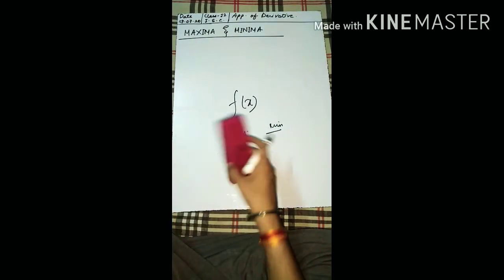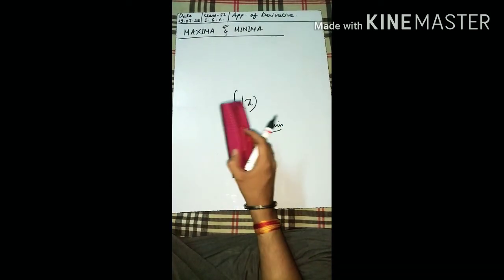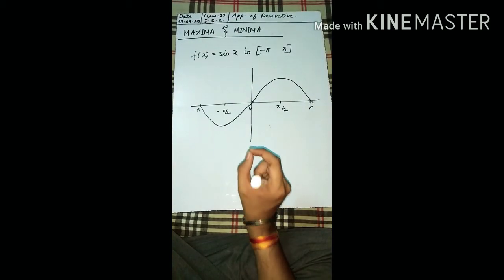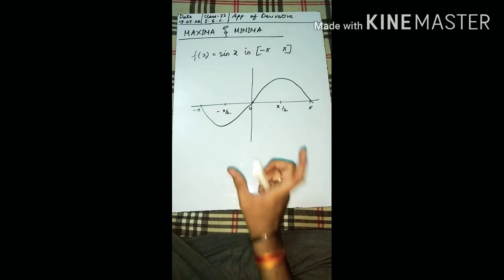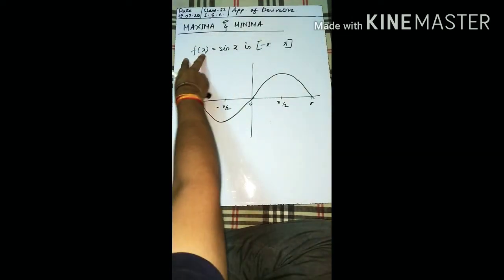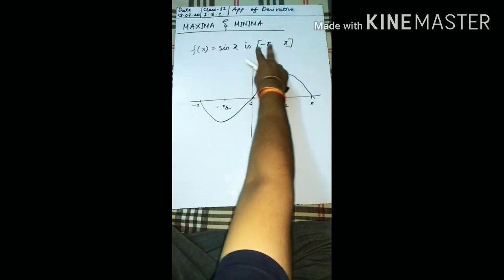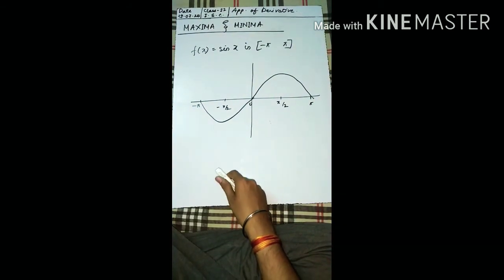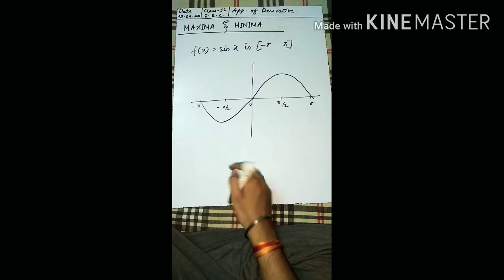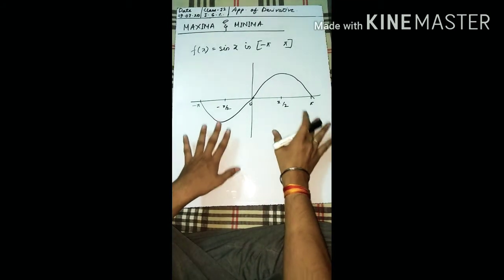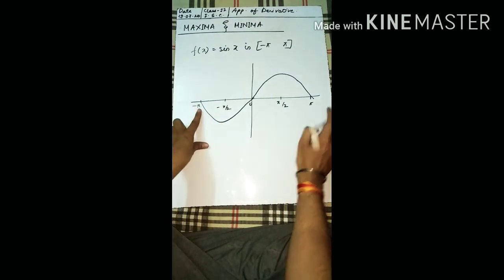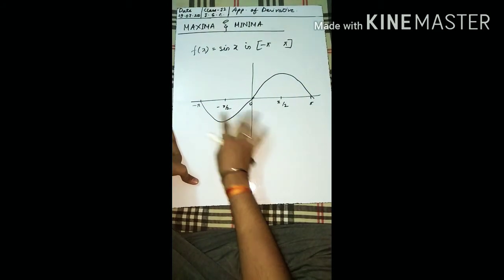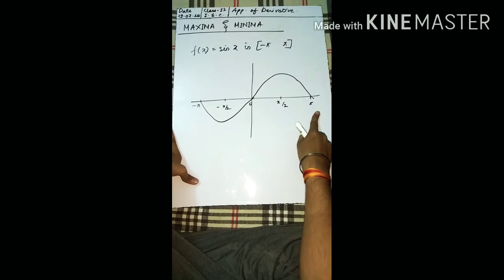So let me take one example that will clear the things very easily. I'm taking a very simple and explanatory example. I'm considering f(x) is equal to sin x in the interval minus pi to plus pi, that is minus 180 degree to positive 180 degree. And here in front of you is a sine wave I have drawn from minus pi to plus pi. I think you can understand how I have drawn this graph.